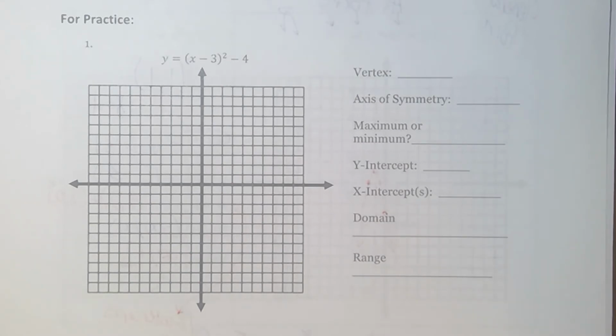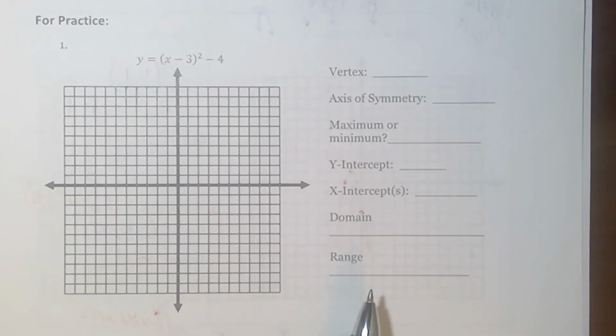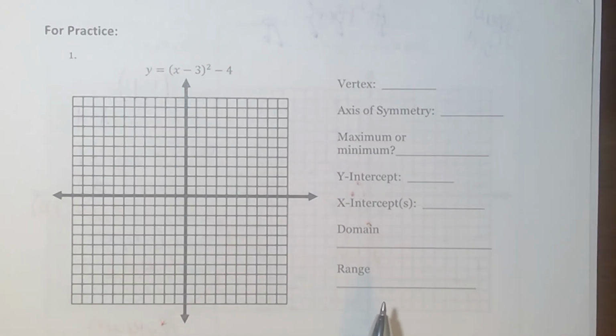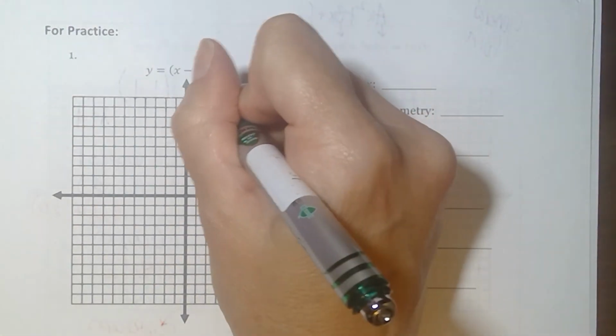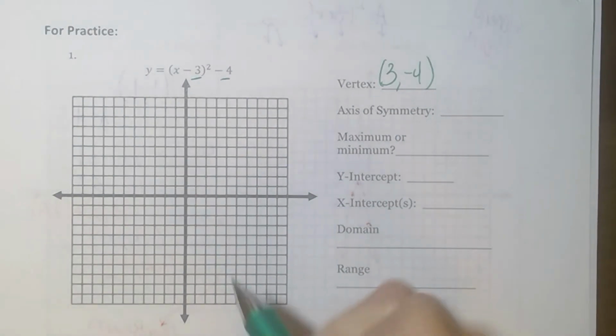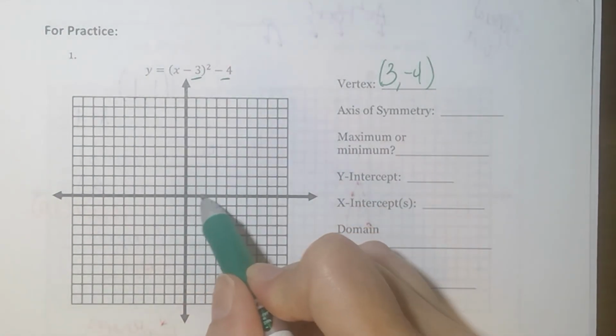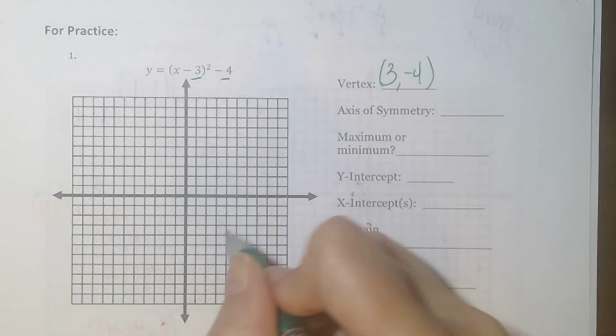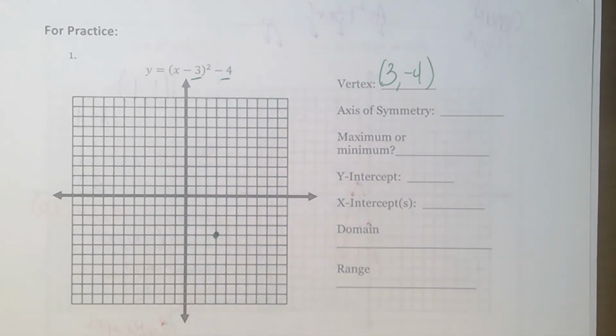This function is quadratic because it is a second-degree polynomial. It is in my graphing form, so that makes things easy. And I know that it's going to open upward because my x squared term is positive. So let's see what we know right off the bat. We know that my vertex is going to be at 3, -4. So I can stick that on the graph. 1, 2, 3, 1, 2, 3, 4. My vertex is going to be right there.